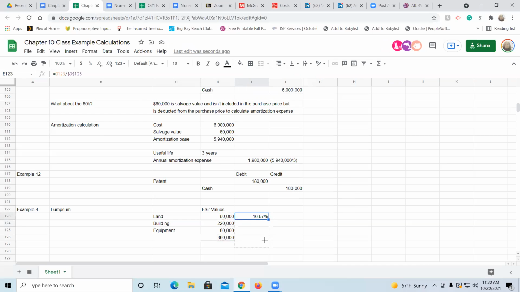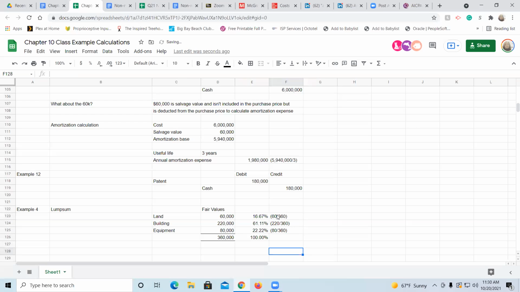These percentages are not pretty, but you can round to 2 decimals and so on. So you're just saying 60 over 360, 220 over 360, and 80 over 360. This is relative fair value, right?